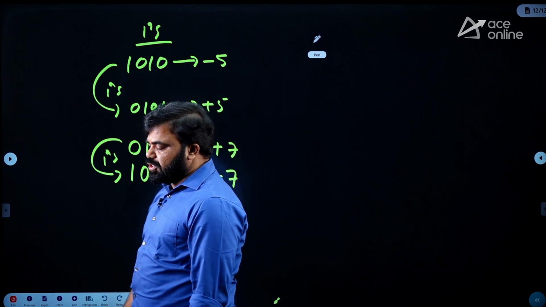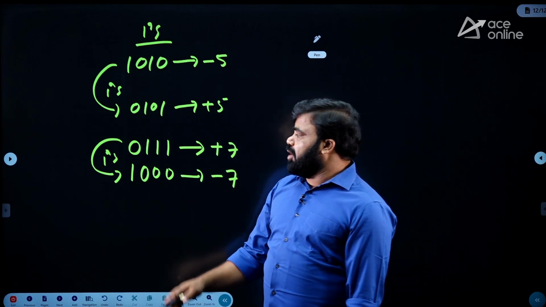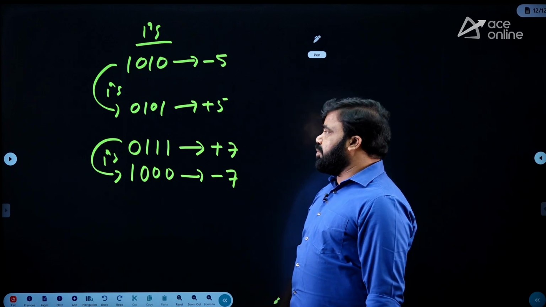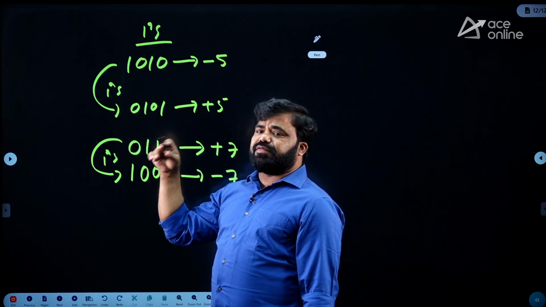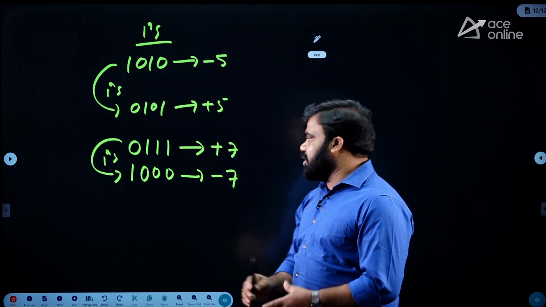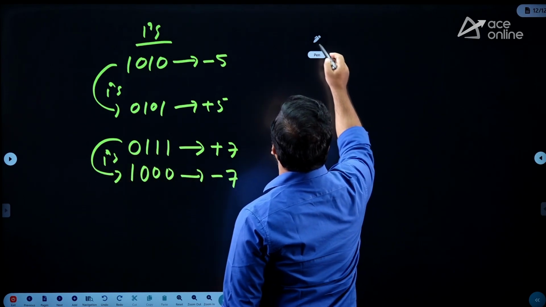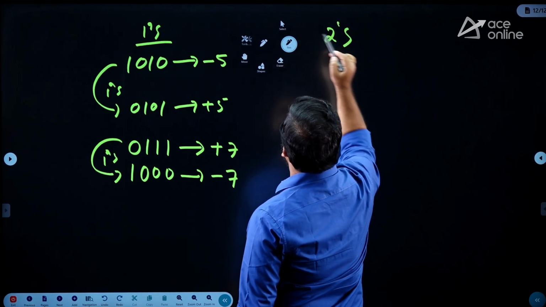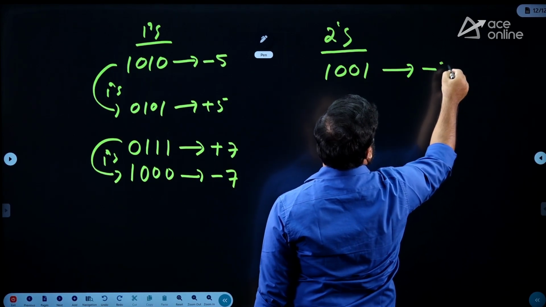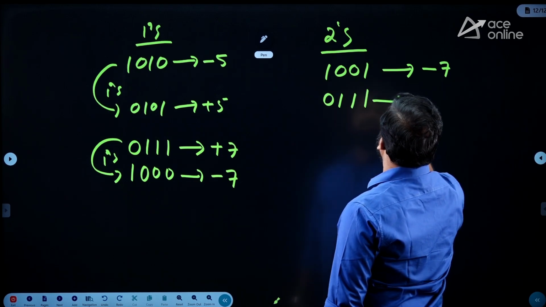So when I am taking complements, we get the opposite sign with the same magnitude. Once again, if I take the 1's complements of the respective representations, it gives the same magnitude with opposite sign. Similarly, with the 2's complement also, 1 0 0 1 is minus 8 plus 1, it is minus 7. If I take the 2's complement of this, what do we get? 1 1 1 0. No doubt it is plus 7.